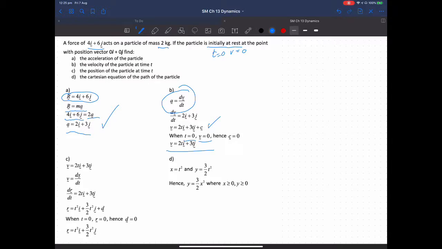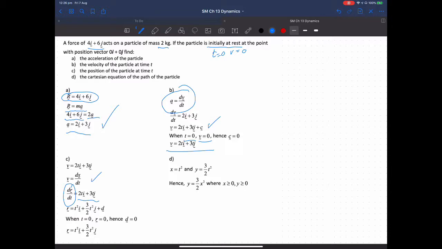Part C asks us to find a position. We're now asked to find position in terms of time. We know velocity is the derivative of position with respect to time. So what we can do is say, we're looking for the position vector, which we normally call r instead of x. So the derivative of the position vector with respect to time is equal to the velocity vector.